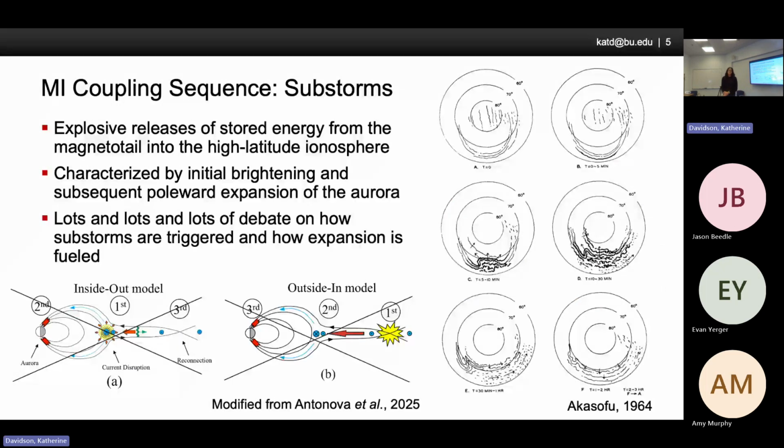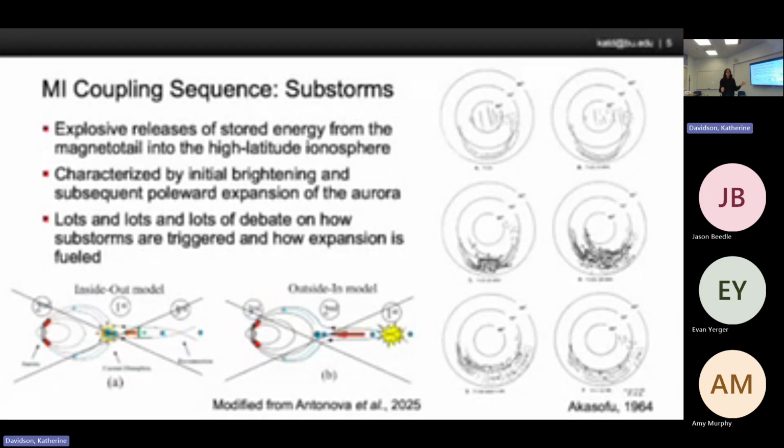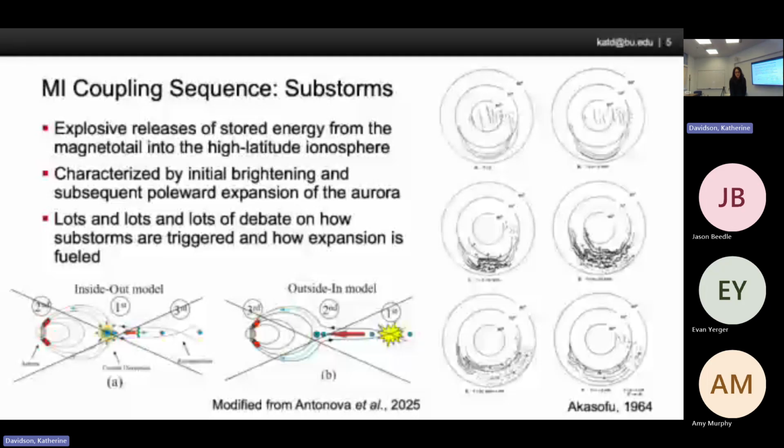The next dynamic that we're talking about is going to be substorms. These are explosive releases of stored energy from the magnetotail into the high latitude ionosphere. They were first characterized by auroral signatures: an initial auroral brightening on the equatorward edge of the auroral oval. So you can see by this darker line here, that's your brightening. And then a subsequent poleward and westward expansion of the auroral oval here.